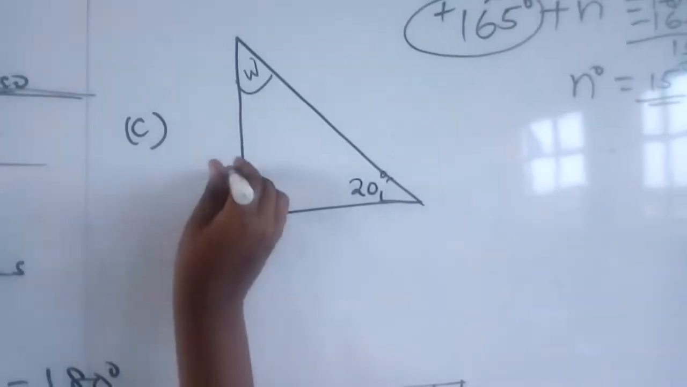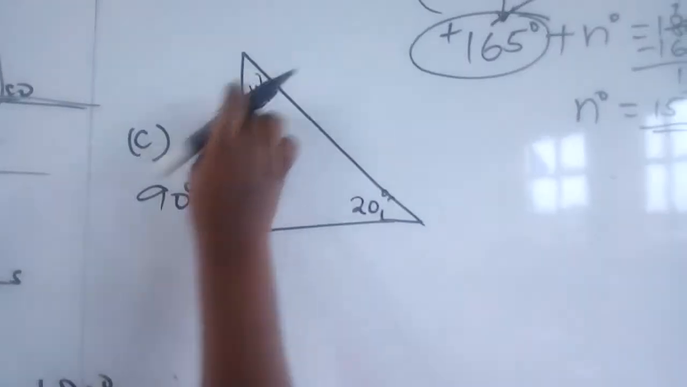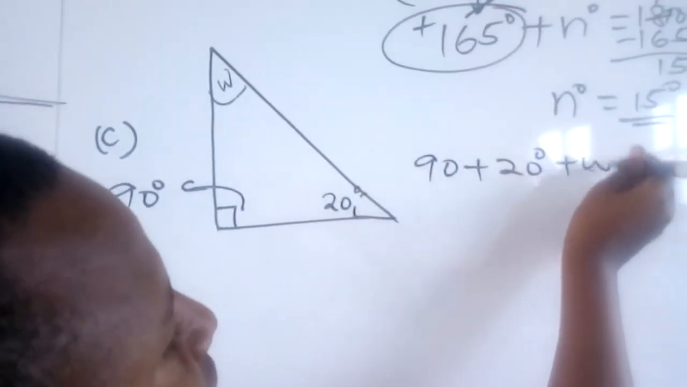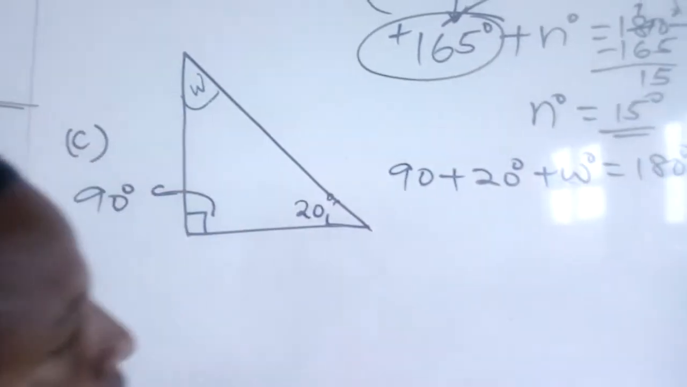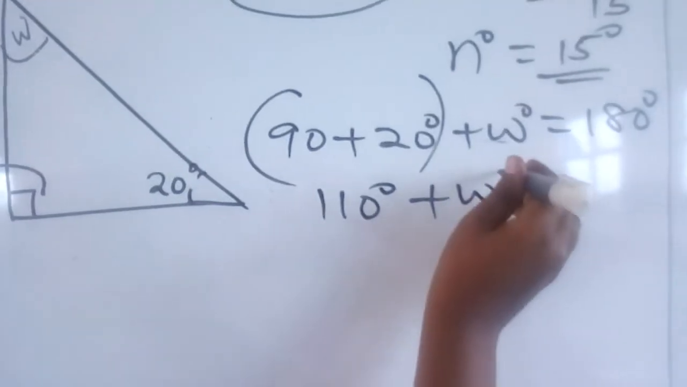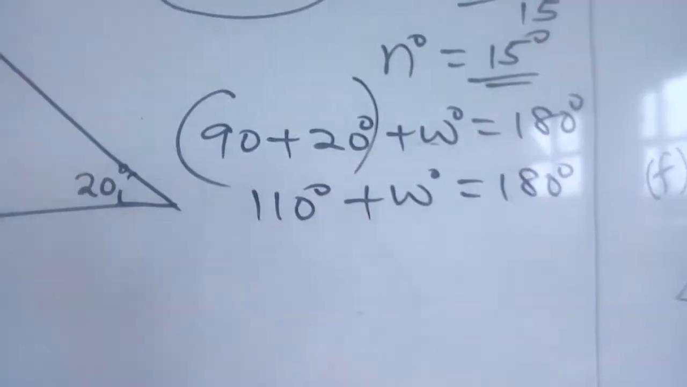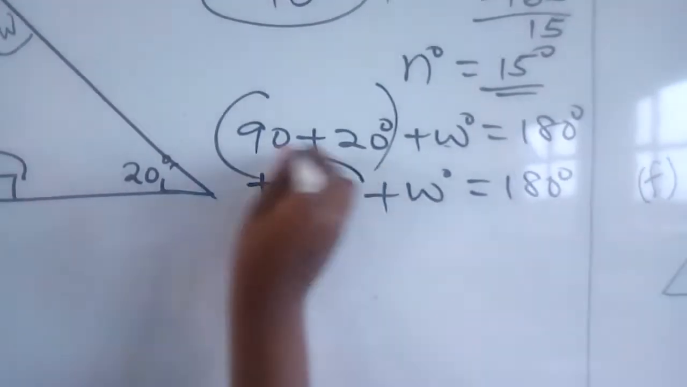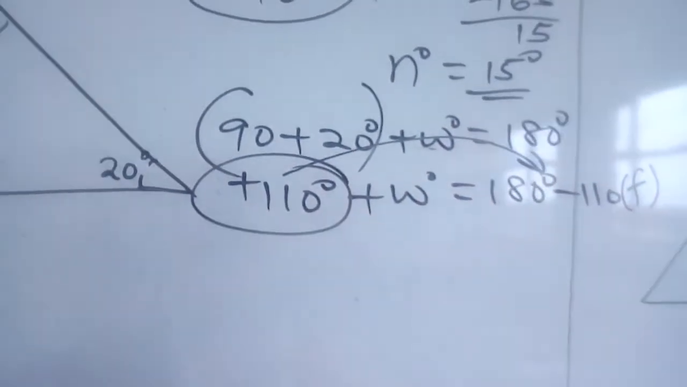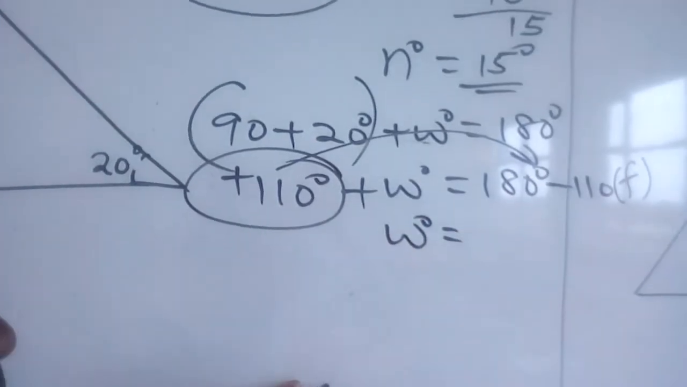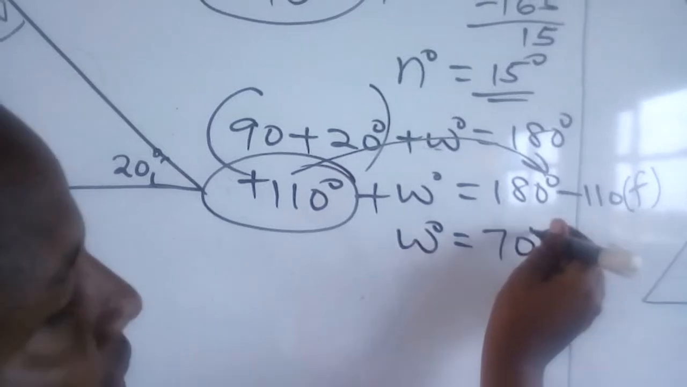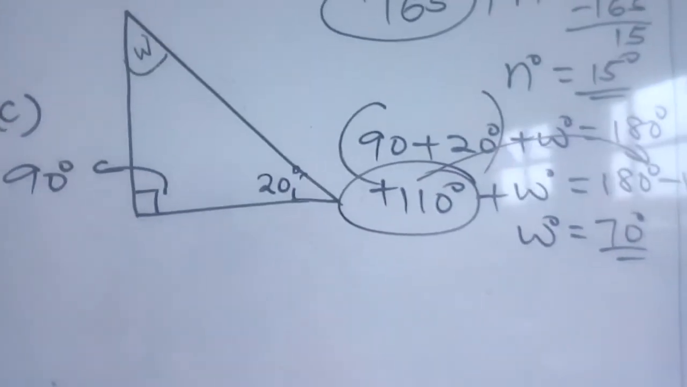Example C. Whenever you come across this sign, it means 90 degrees. So we are told to find angle W. So we say 90 plus 20 degrees plus W degrees is equal to 180 degrees. Add these two angles, which is 110 degrees plus W degrees is equal to 180 degrees. When the sign is not written, it's always addition. Take it to the other side, it will be minus 110. So what is our W degrees? It is 180 minus 110, which is 70 degrees. So this angle here is 70 degrees.